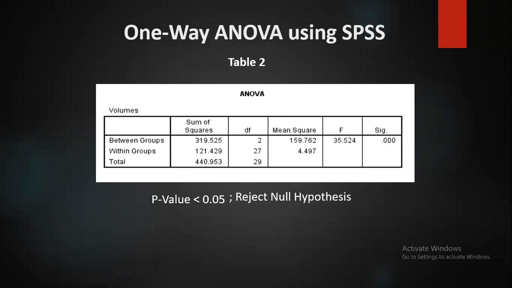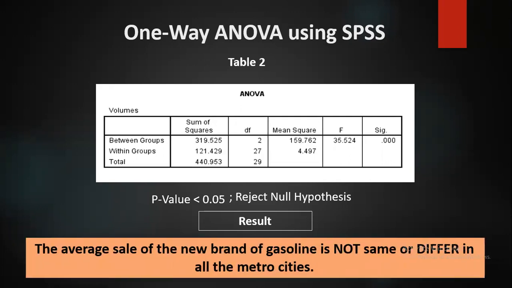Then what will be our final result? Rejecting the null hypothesis, we can conclude that the average sale of the new brand of gasoline is not the same; it differs across the 3 metro cities. This is how we create a result by analyzing the one-way ANOVA using SPSS.